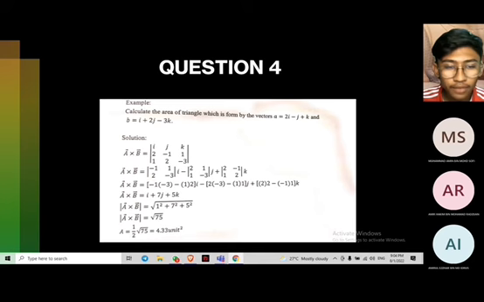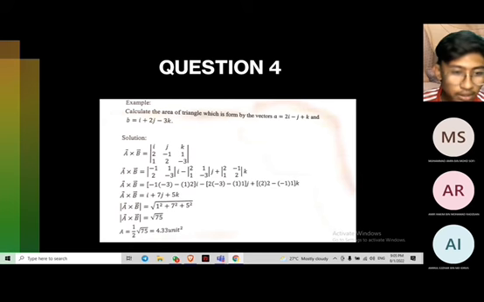Vektor A darab vektor B sama dengan dalam kurungan negatif 1, 1, 2, negatif 3, i. Dalam kurungan 2, 1, 1, negatif 3, j. Lepas tu tambah dalam kurungan yang ketiga 2, negatif 1, 1, 2, k. Lepas dapat tu vektor A darab vektor B sama dengan dalam kurungan negatif 1 darab negatif 3 tolak 1 darab 2, i. Tolak dalam kurungan 2 darab negatif 3 tolak 1 darab 1, j. Tambah dalam kurungan 2 darab 2 tolak negatif 1 darab 1, k.